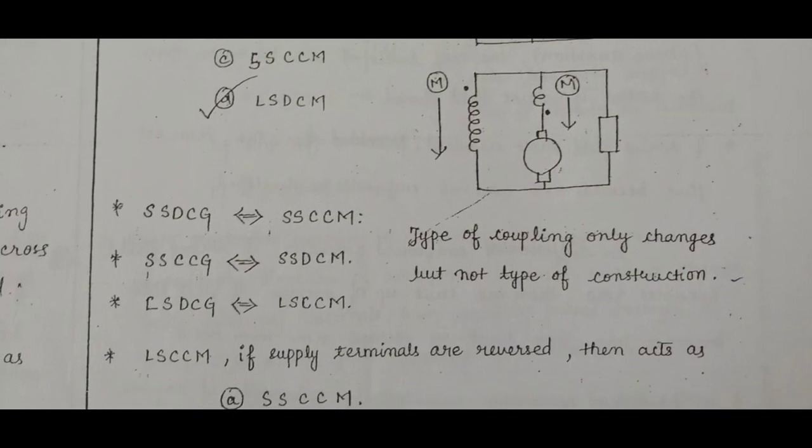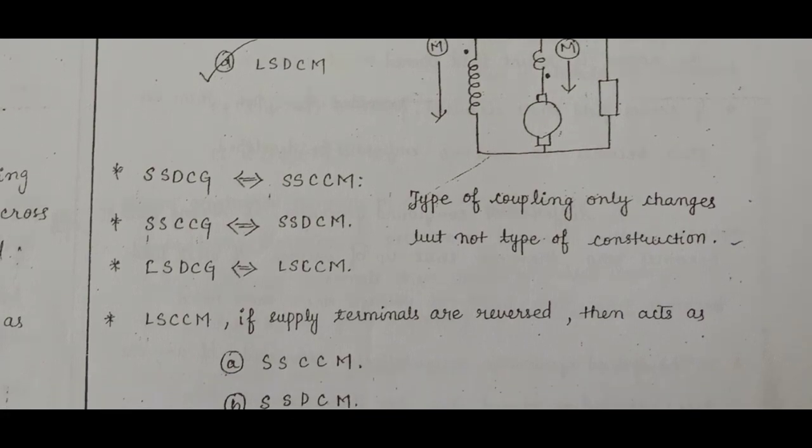Short shunt: if coupling changes, only the type of coupling changes but not the type of construction. So the construction will be the same, because a long shunt means it is a long shunt. The generator may be reversed, so it may act as a motor. In place of cumulative, it is a differential; it becomes a short shunt differential compound generator.